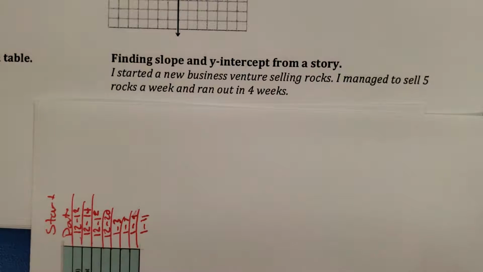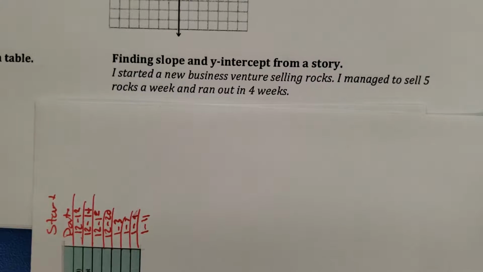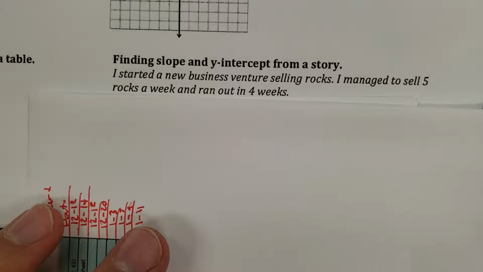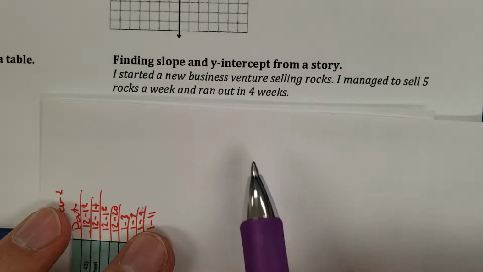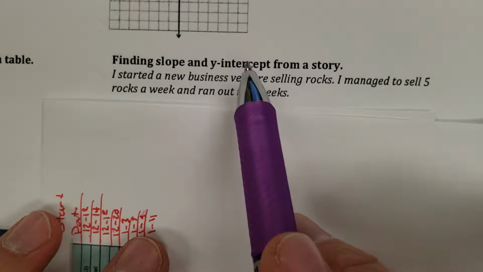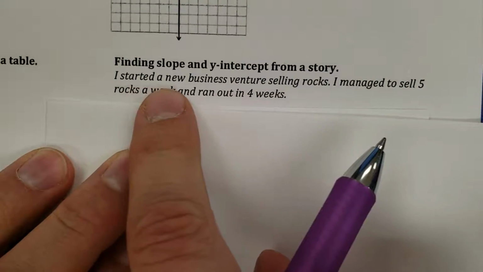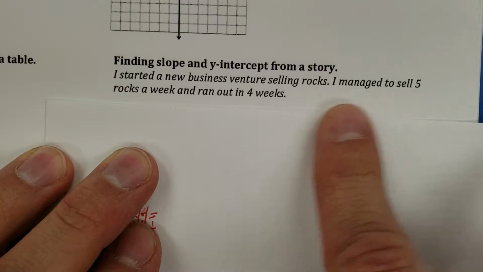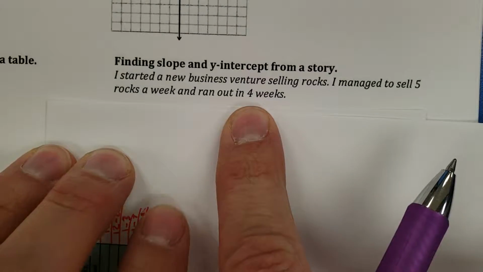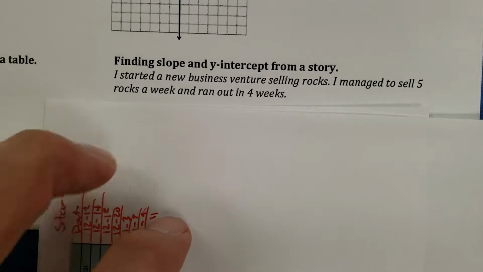So at first glance, it's pretty easy to spot. You just want to look for a rate or "per." That's usually going to be your slope. And then the starting amount, the initial fee, is usually your y-intercept here. So here we go. I started a new business selling rocks. I managed to sell 5 rocks a week, and I ran out in 4 weeks.